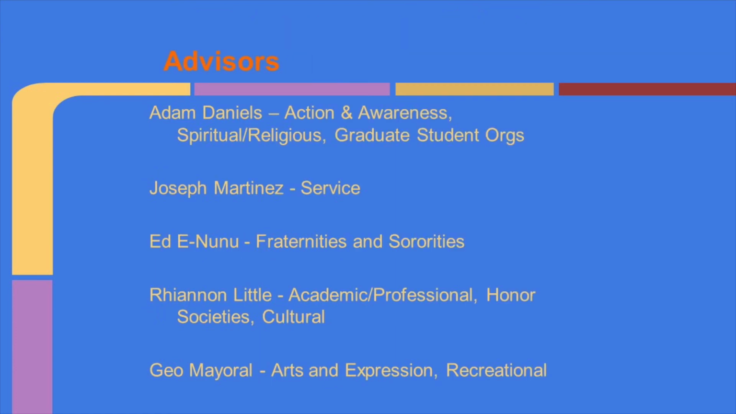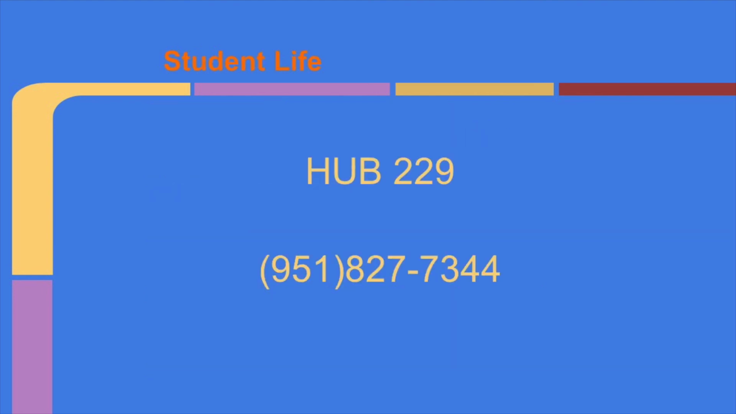So on screen now you see all of our organization advisors, and you can find out your advisor. If you haven't met with them, take this chance to schedule a meeting and maybe bring up questions that you might have. It's always better to meet with your organization advisor earlier rather than later. If you want to schedule a meeting, you can contact Student Life by heading to Hub 229 or giving us a call at 951 827-7344.